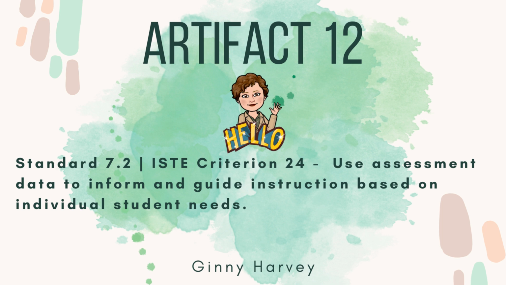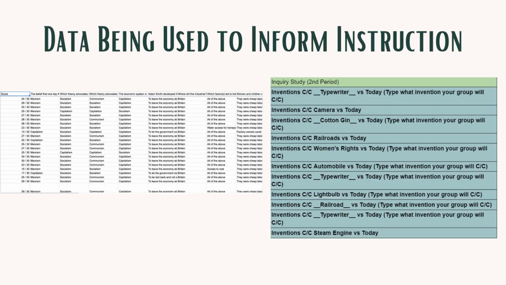Artifact 12, Standard 7.2, Criterion 24 asks for educators to use assessment data to inform and guide instruction based on individual student needs. I gathered and analyzed data for my Honors World History students via a Google form completed by students in order to inform my instruction.